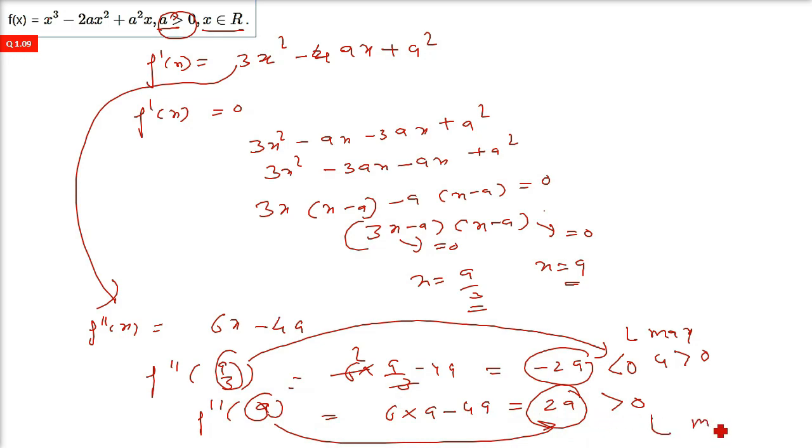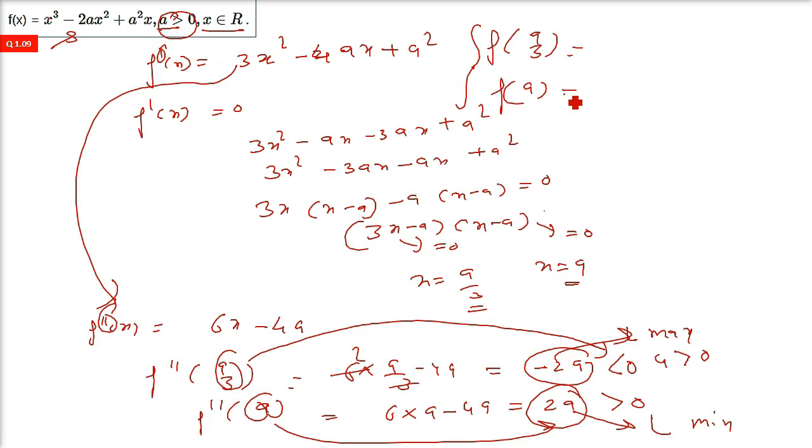The only thing which is left is to find the value of the function at these two values, a by 3 and a, which are also considered critical values. The original function you have to use. Please remember, f prime and f double prime, leave them now. We have to go back again to the original equation and replace x by a by 3 and a. And what are the values you are going to get?